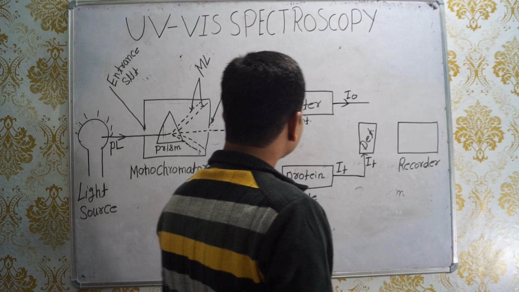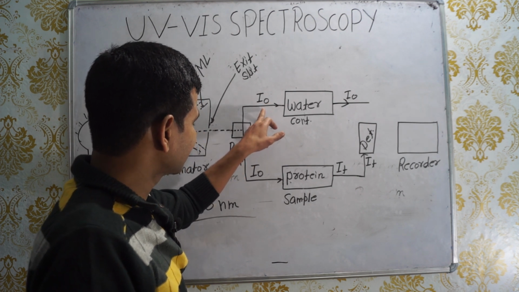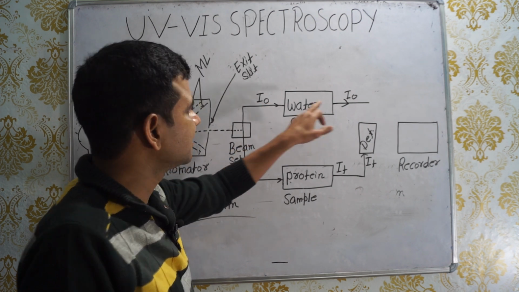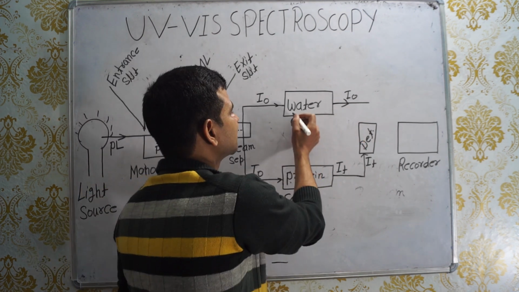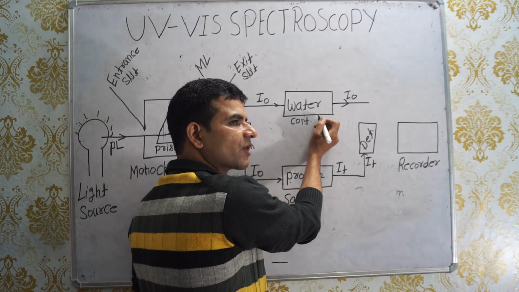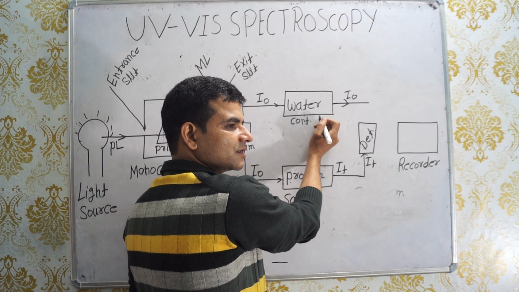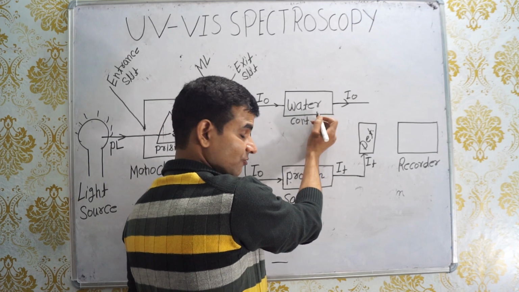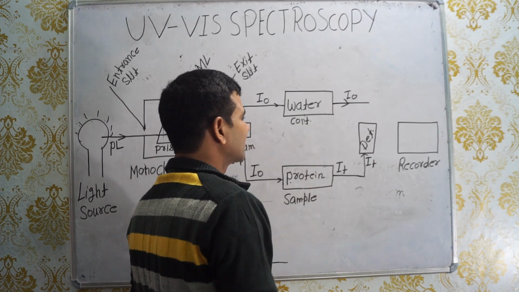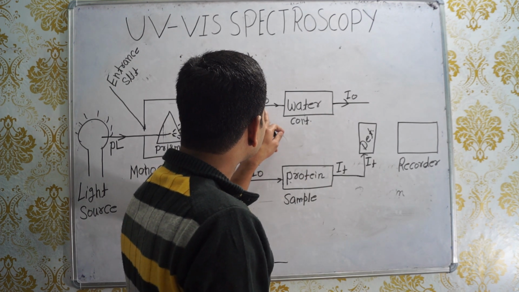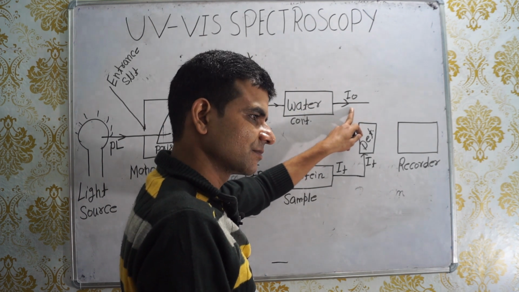What's the reason behind it? Here the intensity, what's the reason behind it? Why would the intensity of incident light and the intensity of transmitted light be the same? Because here water is in pure form, therefore water will not absorb light. Therefore the intensity of incident light and the intensity of transmitted light would be same.